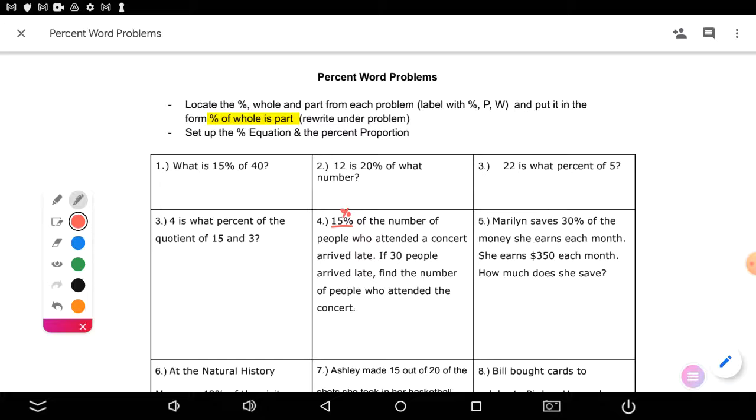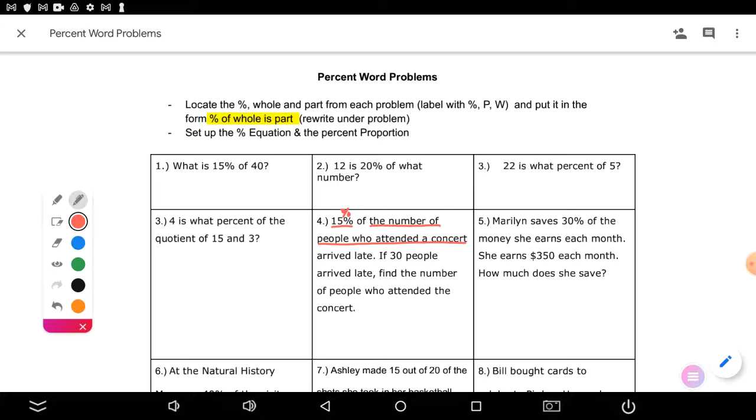If I were you, I would underline this next. How can that help me? It's always the multiplication sign, and so you multiply the number of people who attended the concert. But we're not solving anything. We're just trying to pick out our part and our whole. What's my phrase? It's percent of whole is part. Percent of whole is part.